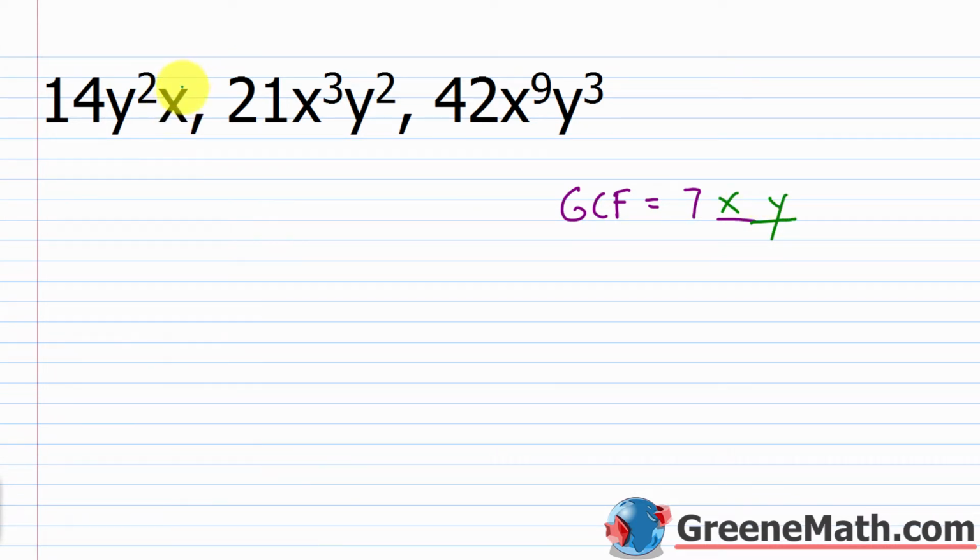So here, for x, I have x to the first power, I have x cubed, and I have x to the 9th power. So the smallest exponent is a 1, so this just stays as x, or you could write x to the first power like that if you wanted to. For y, I have y squared, and y cubed. The smallest exponent that appears on y is a 2, so this would be y squared here. So my GCF here is going to be 7xy squared.